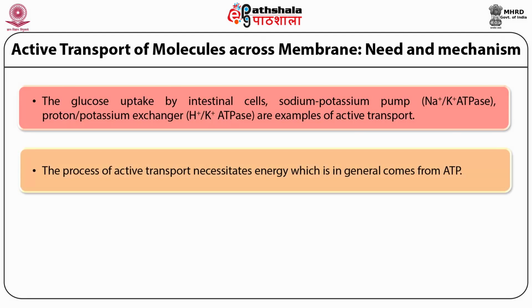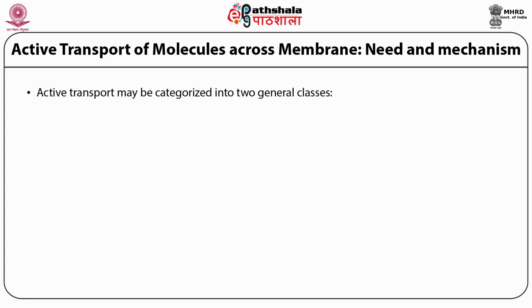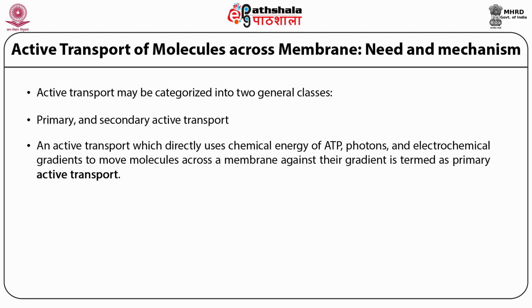The process of active transport necessitates energy, which in general comes from the hydrolysis of ATP. Active transport may be categorized into two general classes: number one, primary active transport, and number two, secondary active transport. An active transport which directly uses the chemical energy of ATP, photons, and electrochemical gradients to move molecules across a membrane against their gradients is generally termed primary active transport.